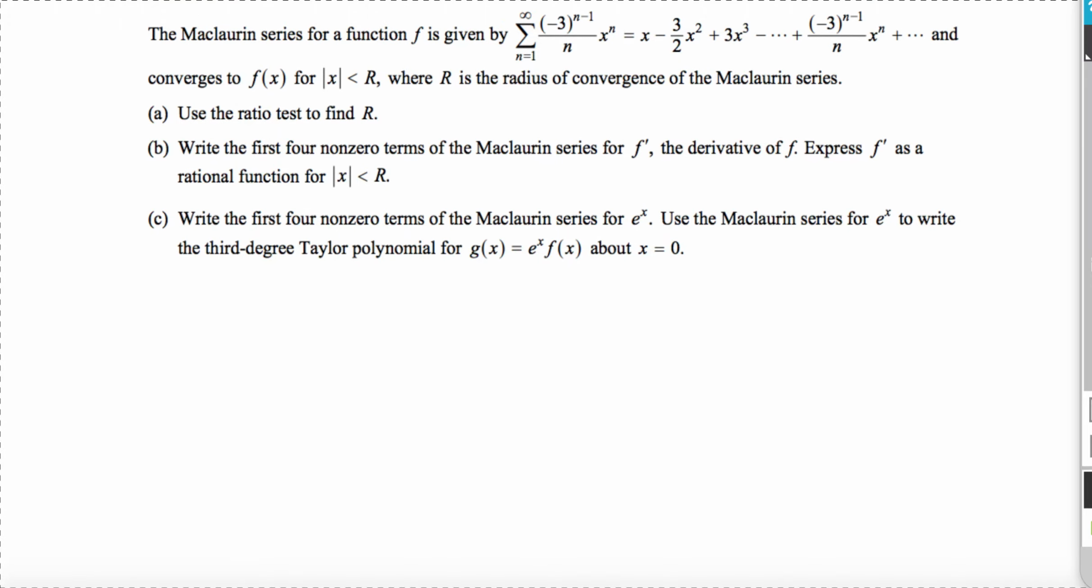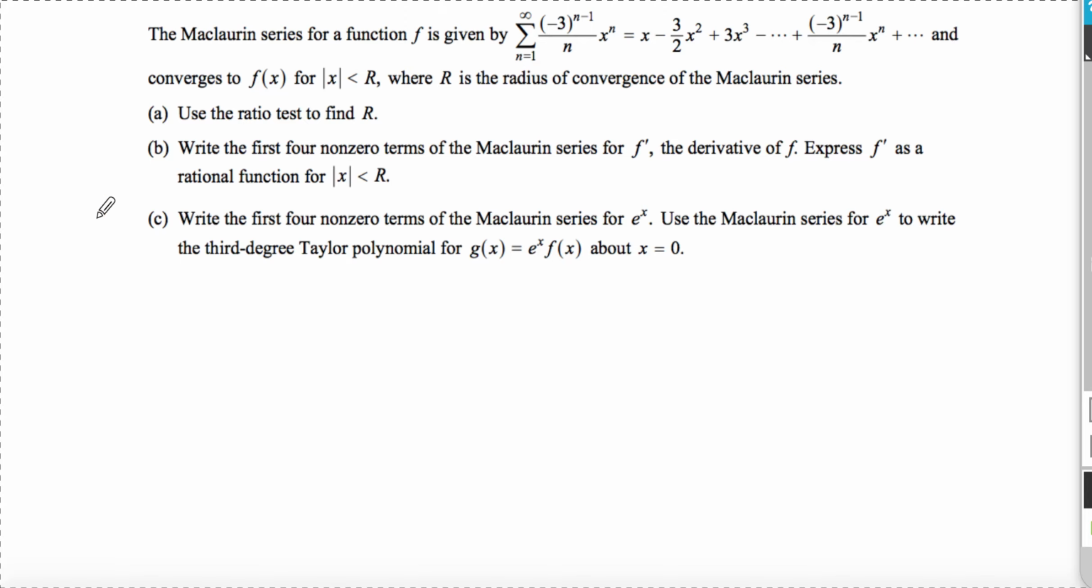The Maclaurin series for a function f is given by this series, and we have some of the terms written out in the general term over here. And we know it converges for the absolute value of x is less than r, where r is the radius of convergence for the Maclaurin series. Maclaurin series, again, a Taylor series centered about x equals 0, right?